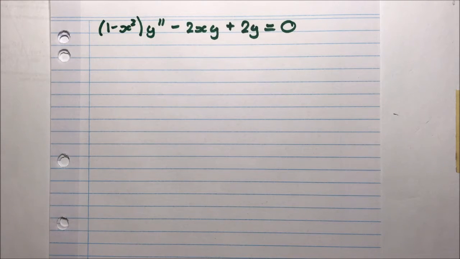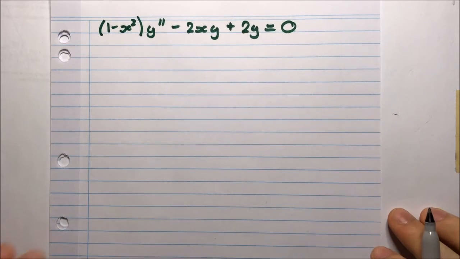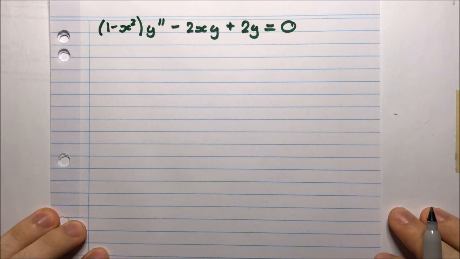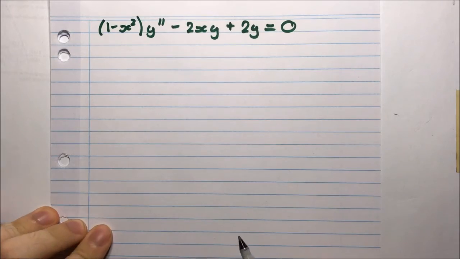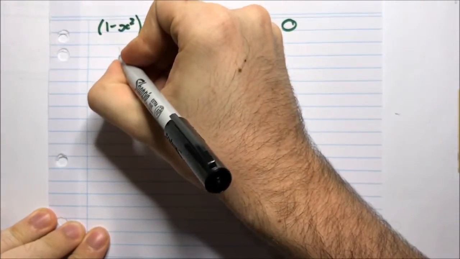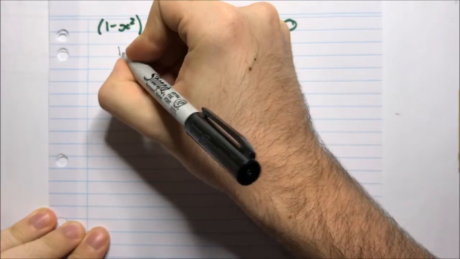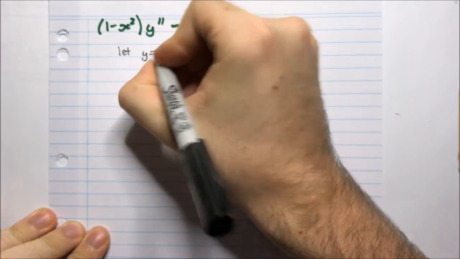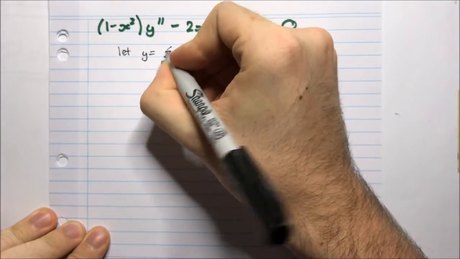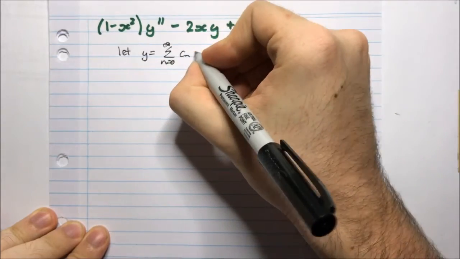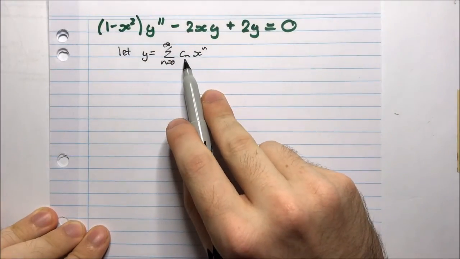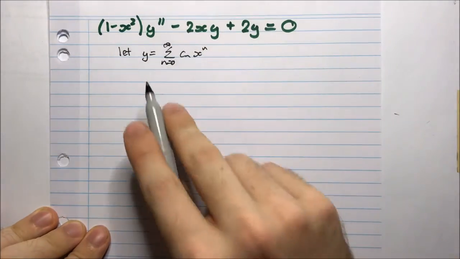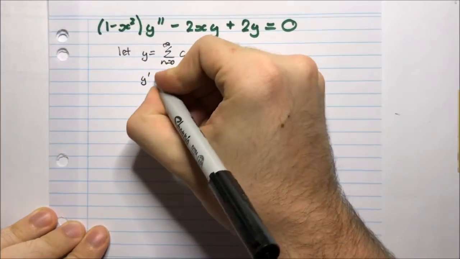Alright, so in this video we'll see how to use series expansions to solve a second order linear ordinary differential equation. Okay, so we let y equal to the sum from n equals 0 to infinity of Cn x to the n. So the Cn is just the coefficient of x to the n. That's fine. Now, I'm going to differentiate this once.